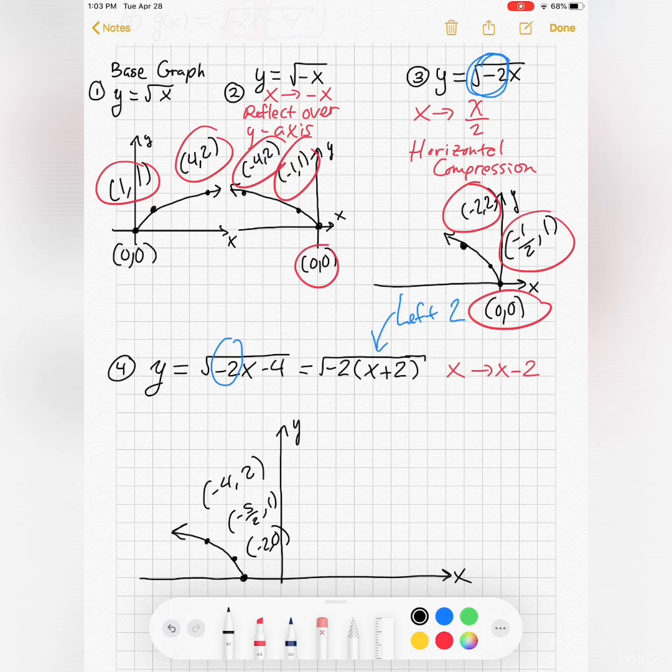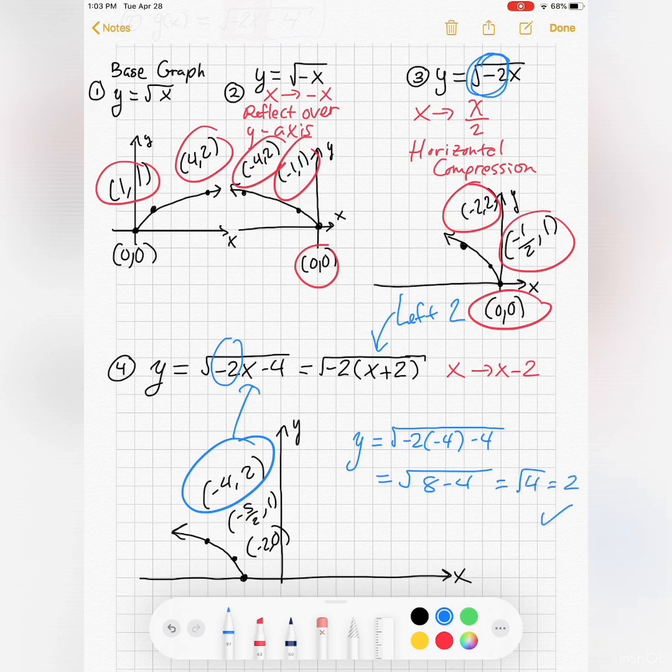So now if you want to double check, you can always plug in a point. So what if I pick this point? If I plug -4 in the function, just make sure we get the correct result. Oh, look at that. Indeed, we've got the correct graph. So I'll let you check the other 2 points if you want to.